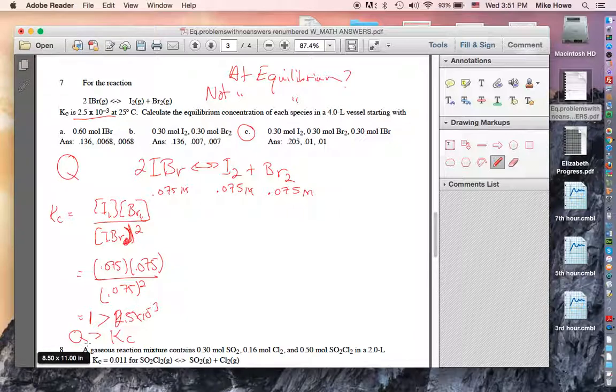So is the system at equilibrium? No, it's not, because if it was, Q would equal Kc, because it is a constant. So it's not at equilibrium.